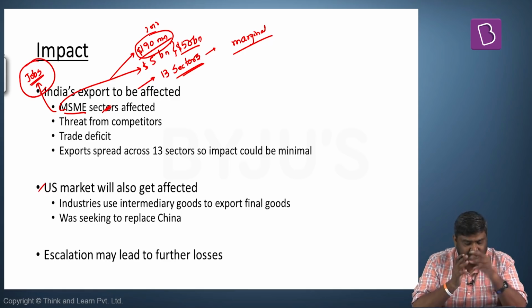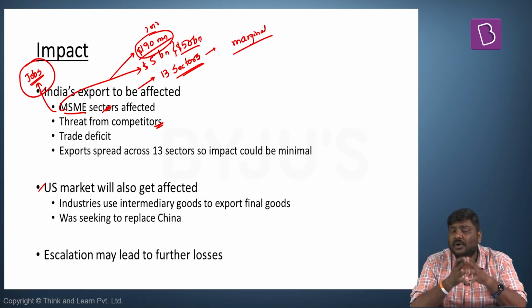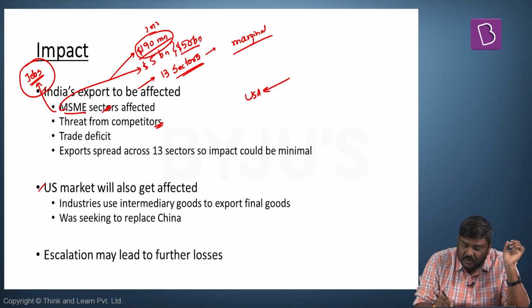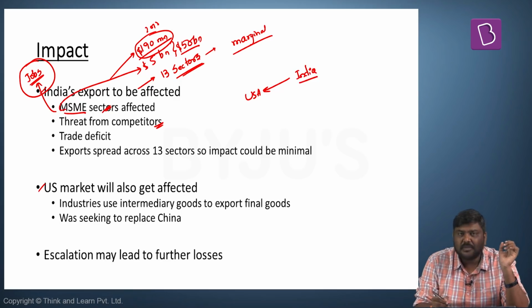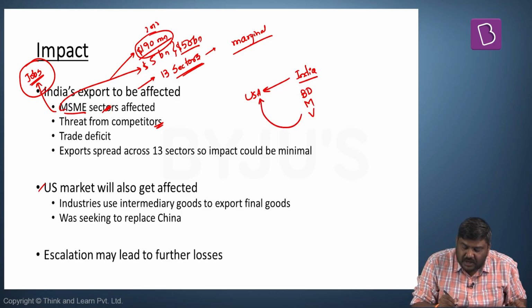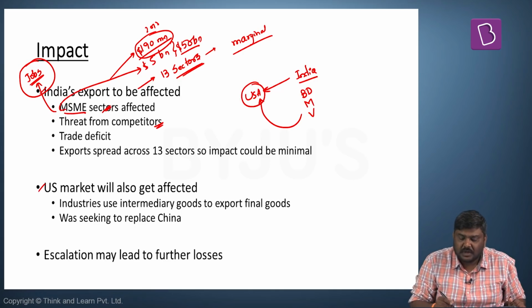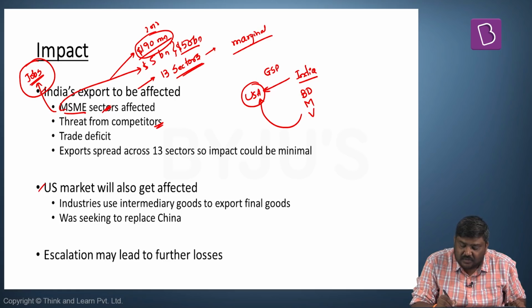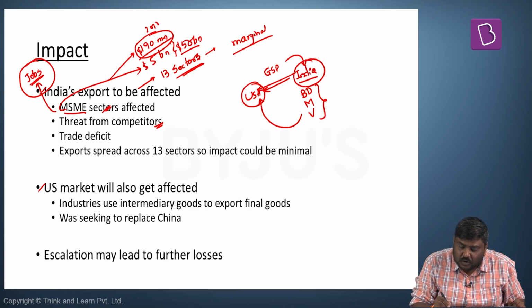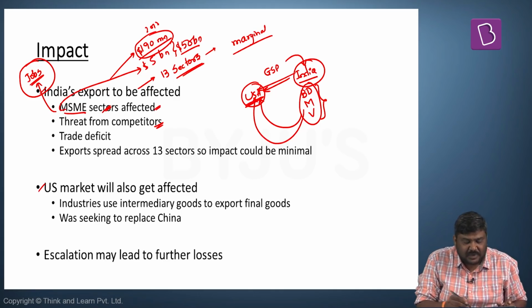Second, there will be threat from the competitors. What kind of competitors? Whenever these products were exported to the USA, apart from manufacturers from India, there were also manufacturers from Bangladesh, Malaysia, and Vietnam who were competing to export products to the USA. Now, since the GSP status will be withdrawn on India's exports, these products will become costlier in the USA market. Hence, it will open up a window for exporters from these countries to start exporting and occupy market share in the USA market. This is expected to happen.